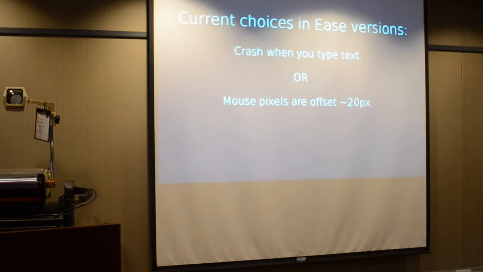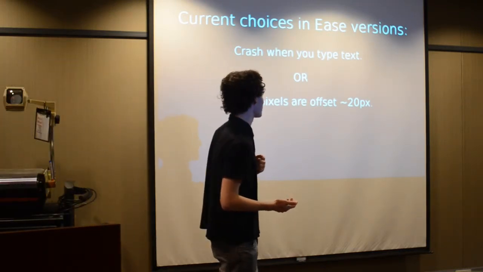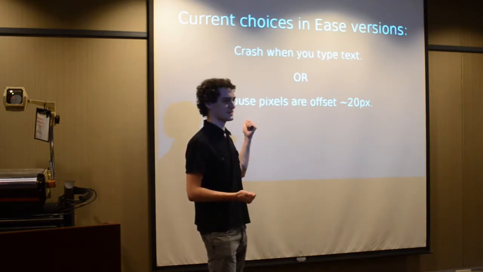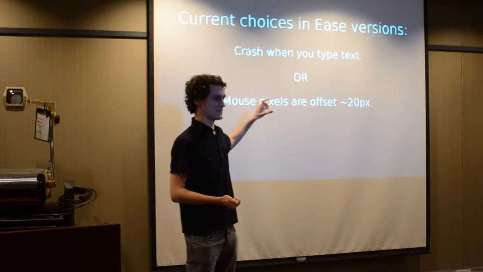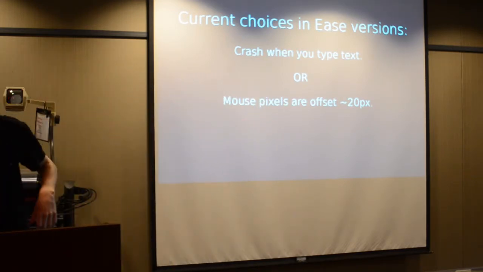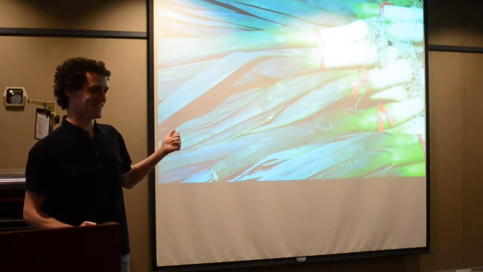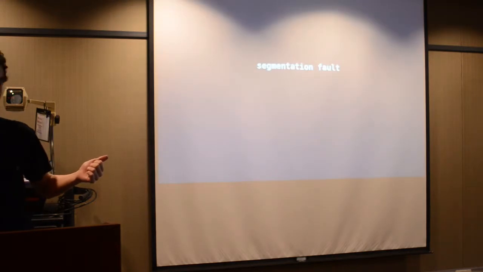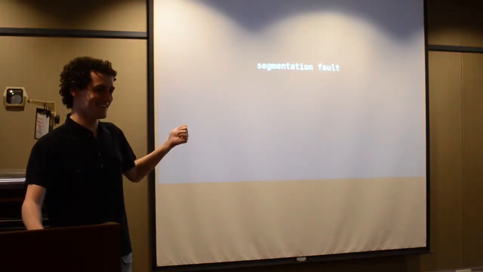And this is the result of that. You have two choices of Ease version right now. You can use the one from Git, in which case it will crash when you type text. Or you can use the most recent release, in which case when you click on something, you click 20 pixels below it. That is fixed in the crashy version, though. There are lots of leaks in Ease, and when something goes wrong, that's pretty much all you get out of Ease.